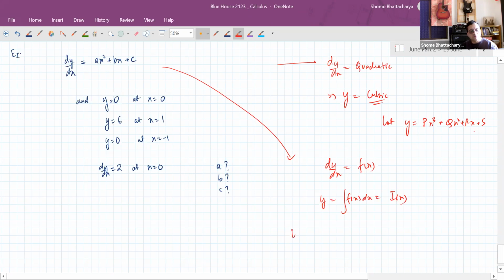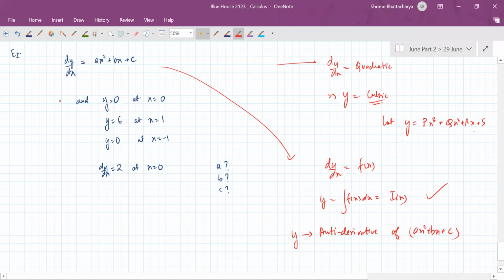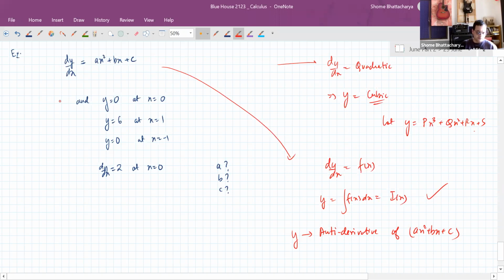Okay. So y is the antiderivative of this thing, ax square plus bx plus c. So you can approach this problem this way now. So try out this question, find out a, b, c, and we'll see how this makes it a single step process, whereas there the method of solving was a little more roundabout, indirect kind of method. There's a more direct way of solving the same situation.